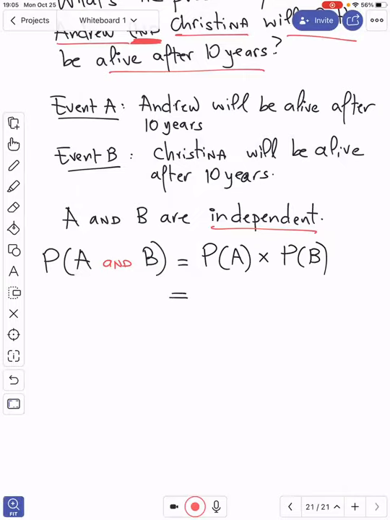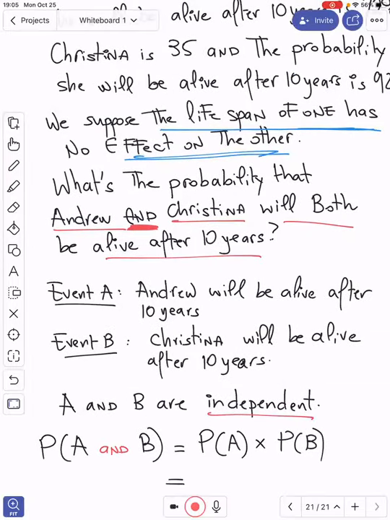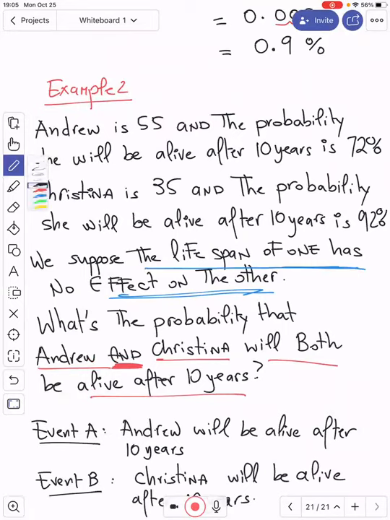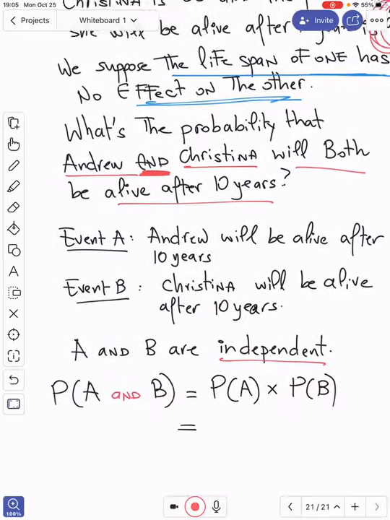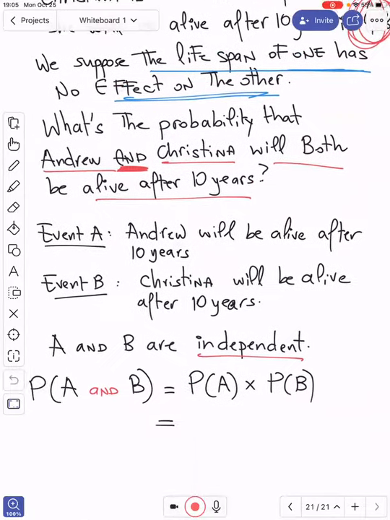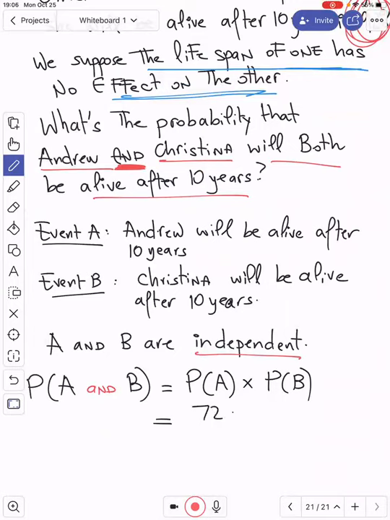It's given. The event A is when Andrew will be alive after 10 years, and the probability of that is 72%. The event B is that Christina will be alive after 10 years, and that probability is 92%. So the probability of A is 72%, times the probability of B, which is 92%.